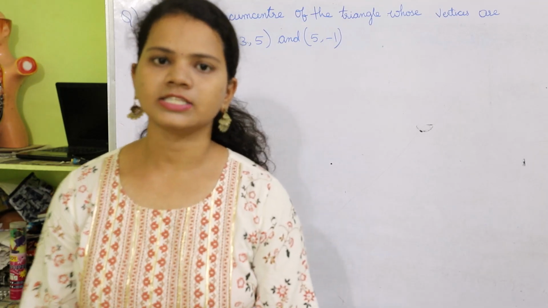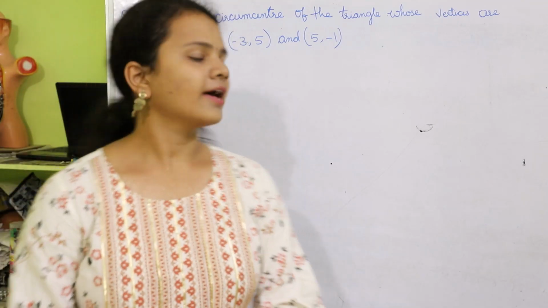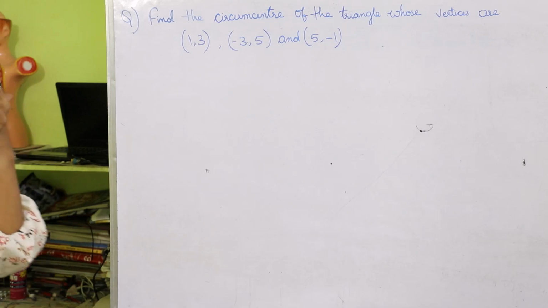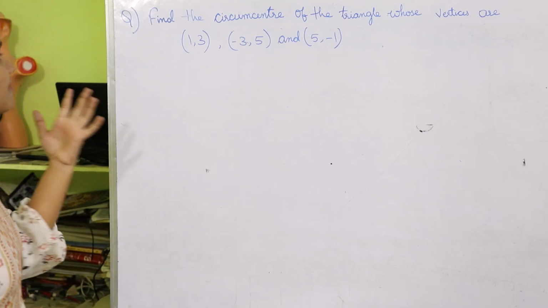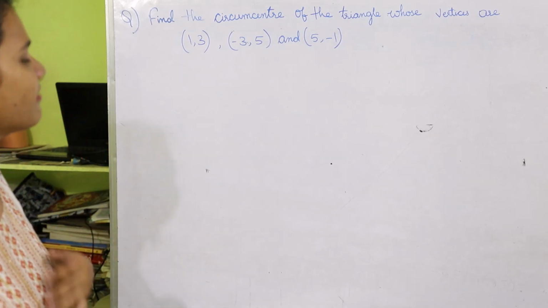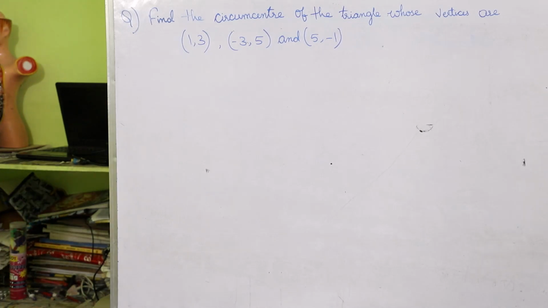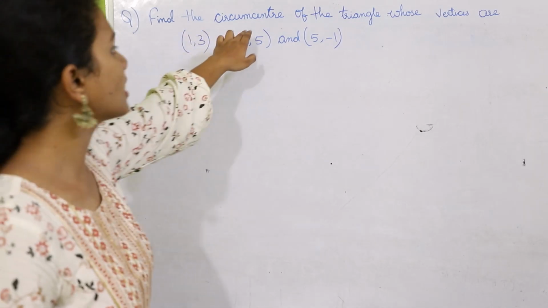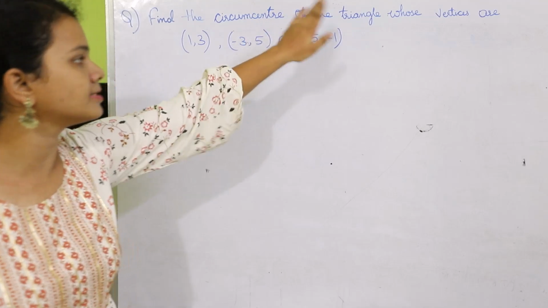Lakshya. So let's start with the circumcenter in this video. The given question is: find the circumcenter of the triangle whose vertices are (1, 3), (-3, 5) and (5, -1). So these are the given vertices, and we must find the circumcenter of the triangle.